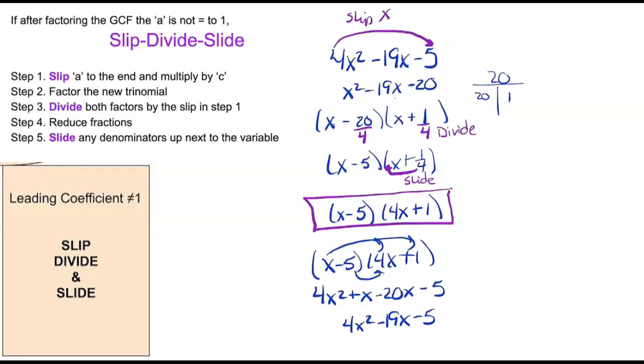So therefore, when that a, that coefficient of x squared, will not factor out through a GCF, we slip, we divide by whatever we slipped by, and then at the very final step, if there's a fraction left, we slide it up. So this is called slip, divide, and slide.